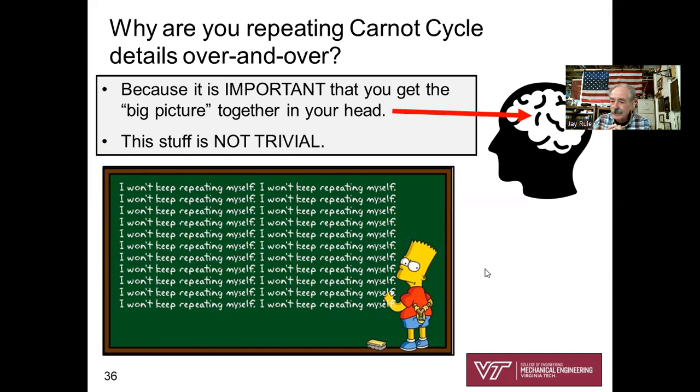And so this stuff is not trivial. It is not easy. So it's not trivial. And I've been repeating myself a lot to try to help you get these concepts into your head and not depend on a formula sheet quite so much.